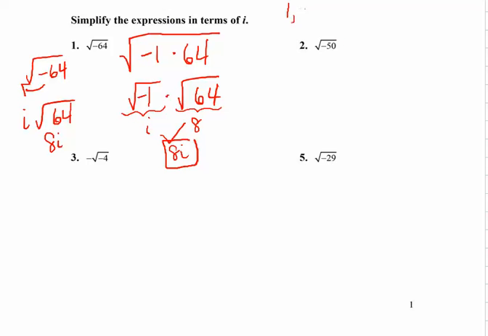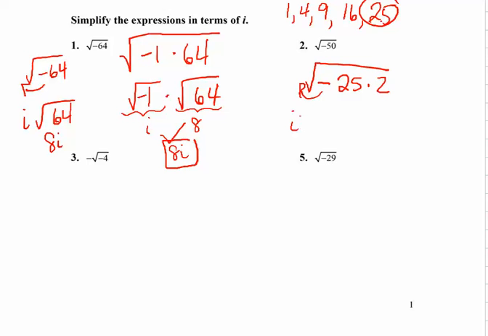of perfect squares to see if we can find a value that goes into 50. So 1 squared is 1, 2 squared is 4, 3 squared is 9, 4 squared is 16, 5 squared is 25, and 25 works. So let's go ahead and split this up as the square root of negative 25 times 2. I'm going to pull out an i, so I have the square root of 25 times 2. This is all a product. The square root of 25 is 5, so we bring the 5 out with the i, so we have 5i, and then we have the square root of 2.